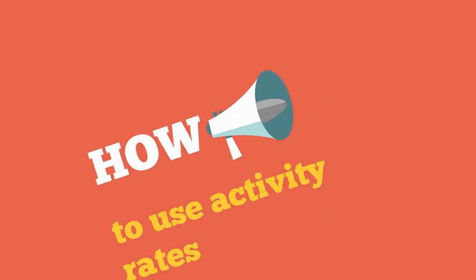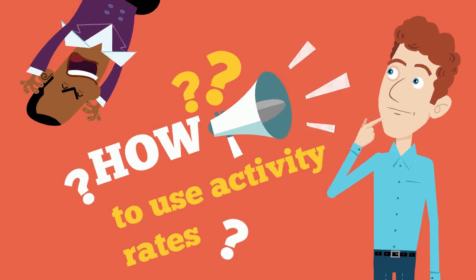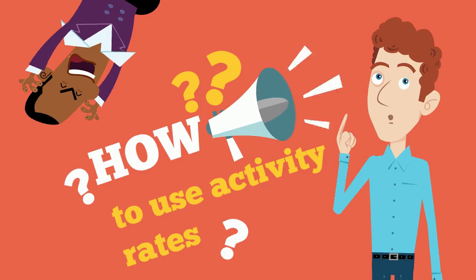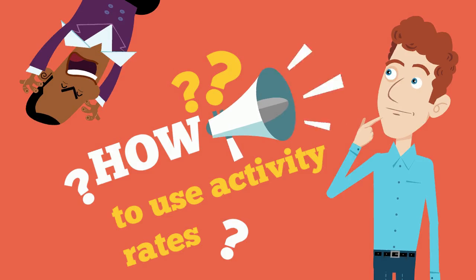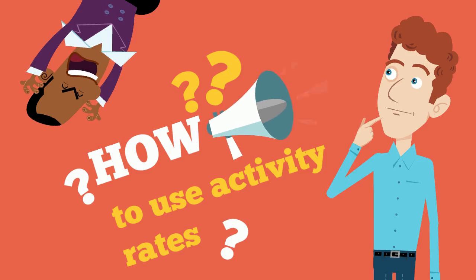We've figured out the activity rates. Now, what do we do with them? These rates are used to apply overhead to products as they are made and are included in the total product cost. Remember, product cost consists of three costs: direct materials, direct labor, and factory overhead. This is how we get the factory overhead part into the product cost.